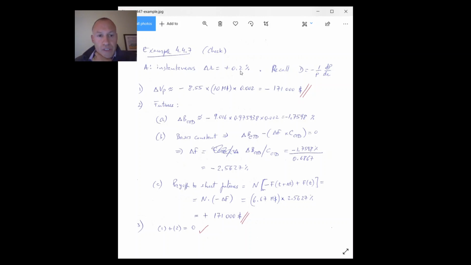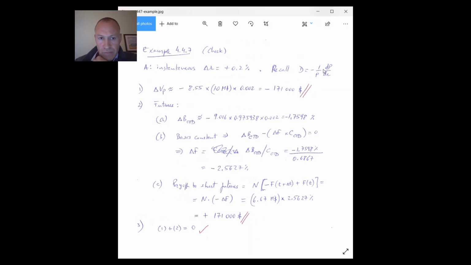So again, the assumption: changing rates of 0.2%. Recall the formula for the duration that we have used many times already, but again, I write it here. So let's first estimate the change in the value of the underlying portfolio using this duration approximation. The value of the portfolio was $10 million and the duration was 8.55 years.